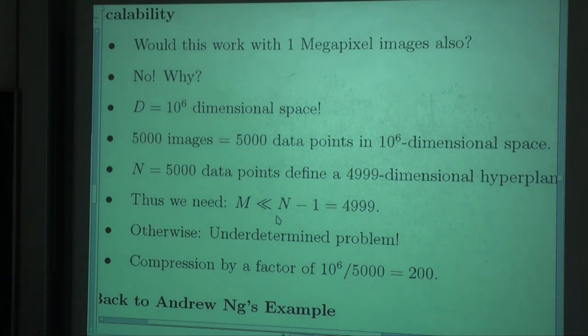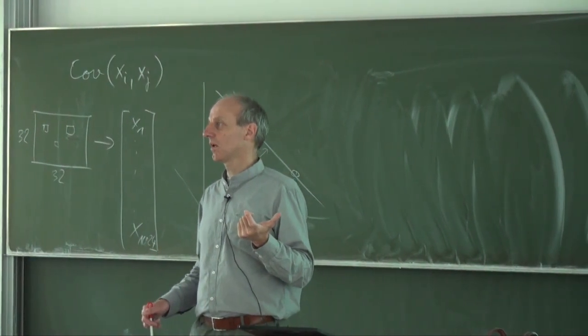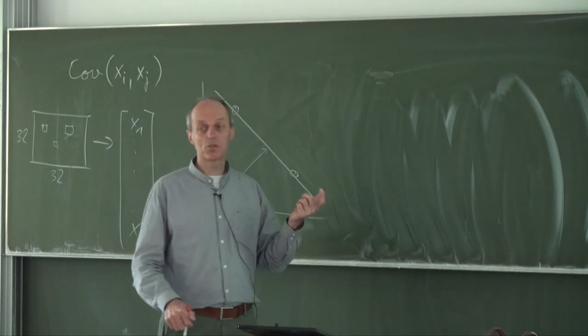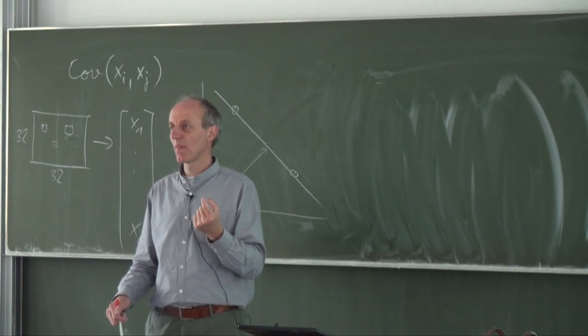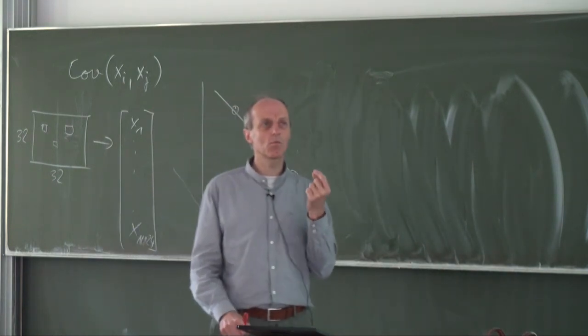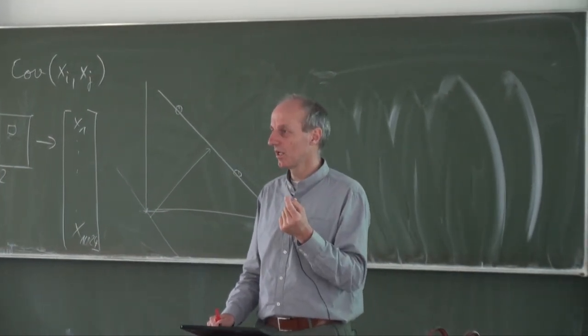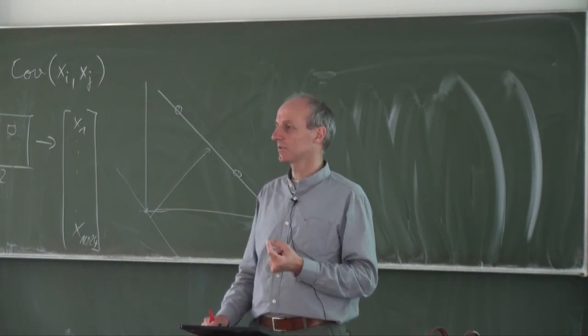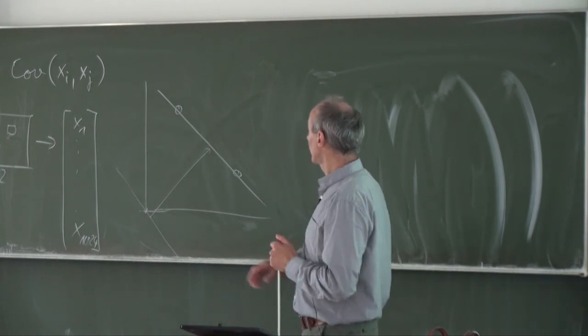And now the question is, how many principal components should we use? If we would use 100 principal components and we would project onto a five-dimensional space, taking 100 principal components would be a projection onto 100 dimensions. But if we would have only 5 data points, then the problem would be extremely underdetermined. Look for such a hyperplane.